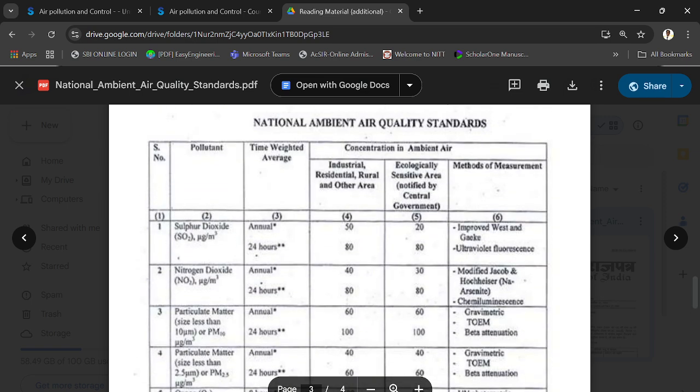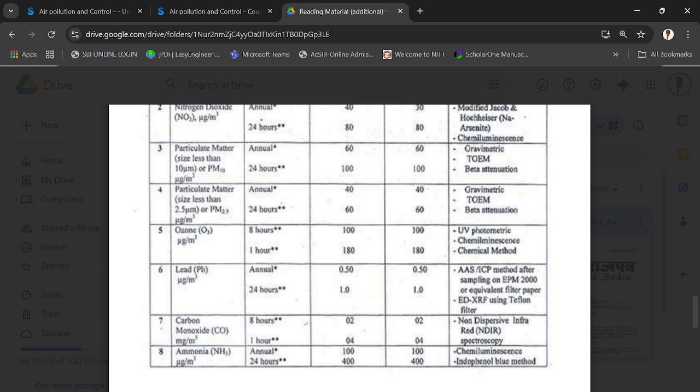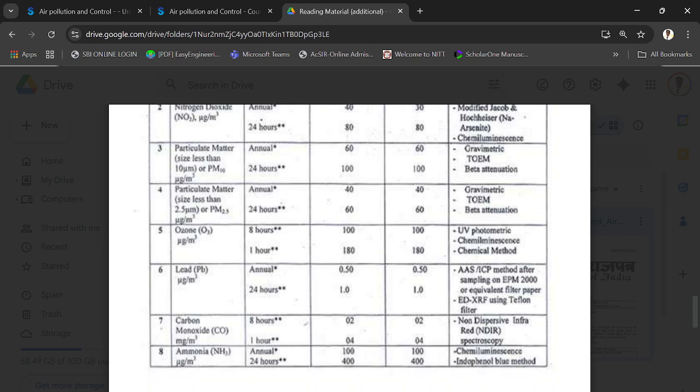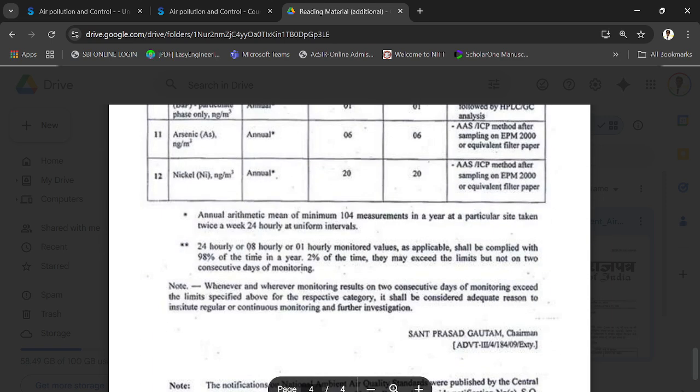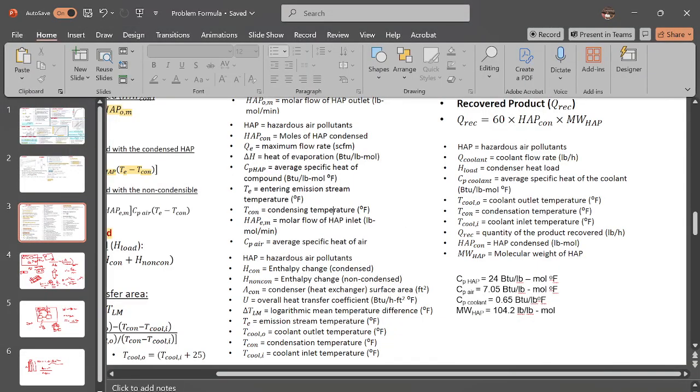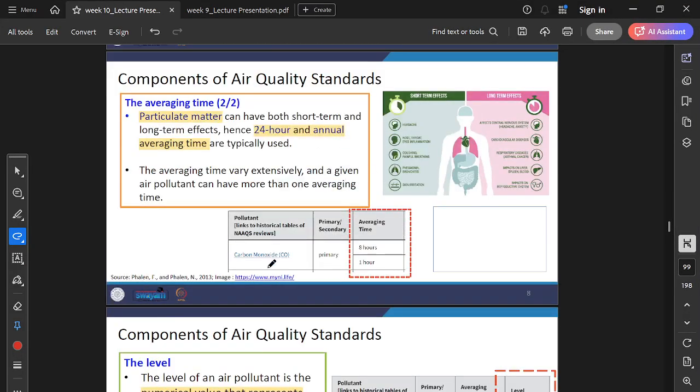Okay. So some pollutants need to be measured only with 8 hour or 1 hour standards. Some pollutants need annual and 24 hour requirement. Ozone will be easily destroyed, so it should be measured in a very short time, and it has an immediate impact. Got it? Okay. So this first column will be your indicator pollutant.